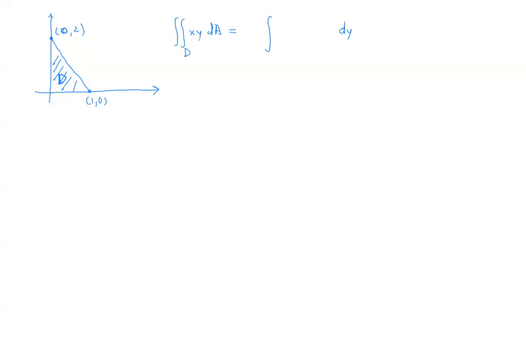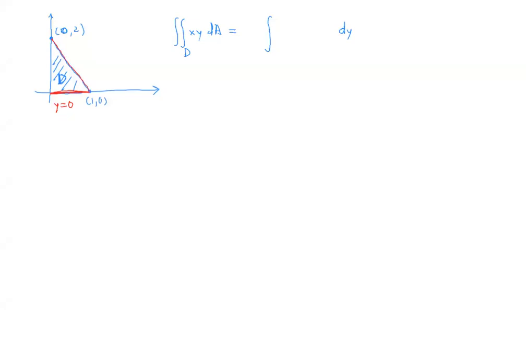And so we will need the lower boundary. Let me put some colors here so that you can see it. So you have the lower boundary, which is just the x-axis, y equals 0. And how about the upper boundary? The upper boundary is this, right?